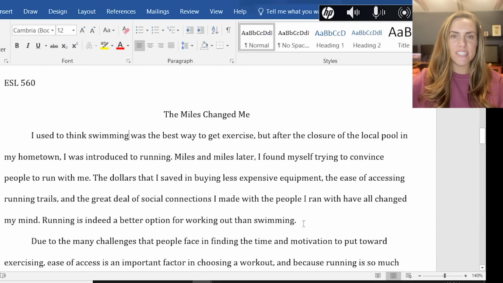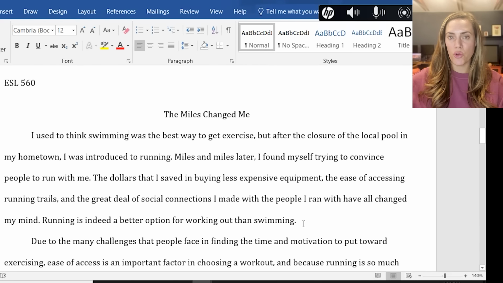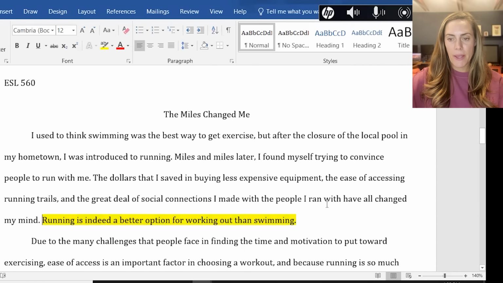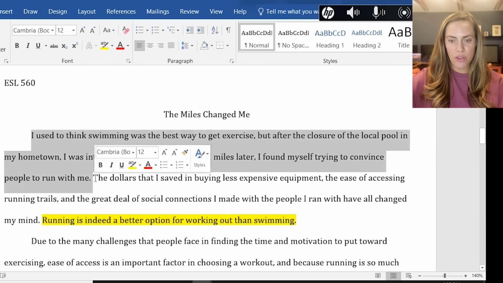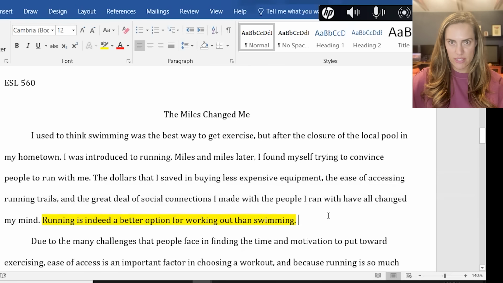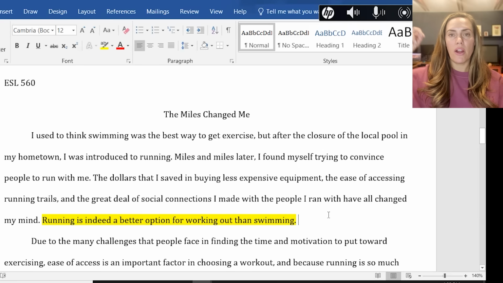Now, obviously, this is a person's opinion. This is not a fact, okay? And that is great. You want to develop your argument and convince people to believe you, right? Okay, so here I'm just going to highlight the thesis. Okay, don't forget there's a hook, so it's kind of like a little anecdote, and then a little transition here, and then the thesis. The thesis is running's a better option than swimming.